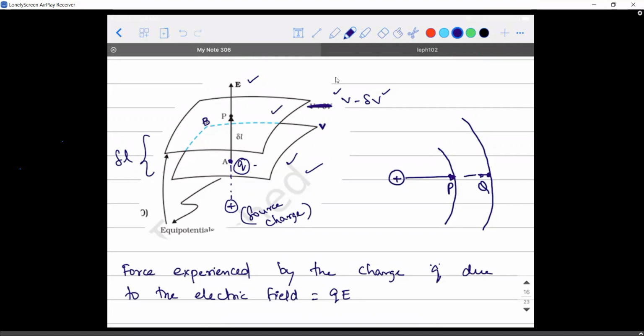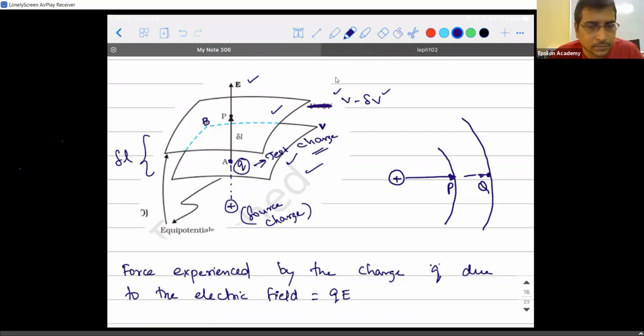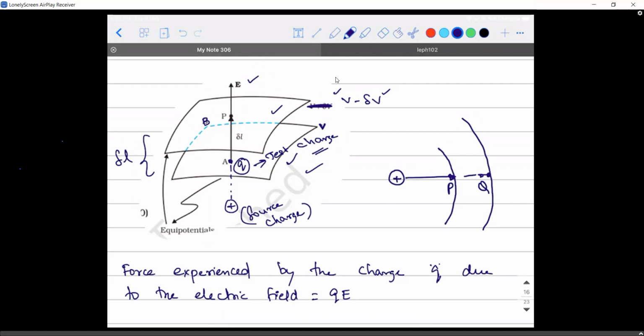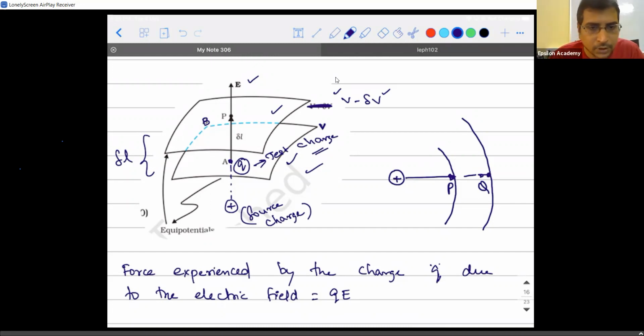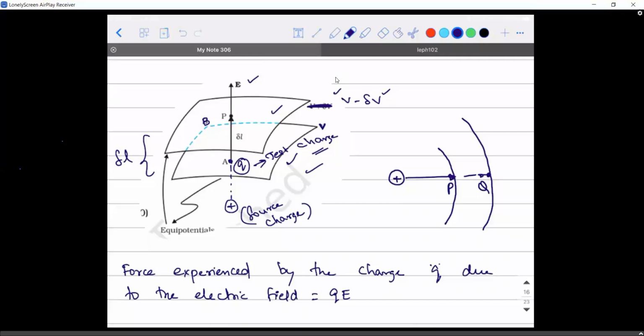Sir, how is it given V plus delta V? It should be V minus delta V only, sir. In the textbook, it's given V plus delta V. They didn't mention what kind of a charge it is. That is the reason they gave it. It's not their mistake also. But I'm trying to correct it because I am taking an example.